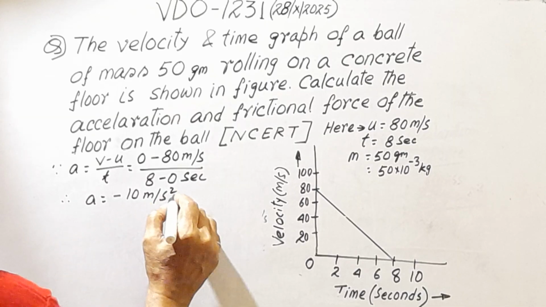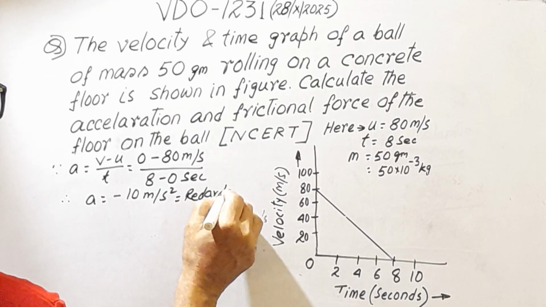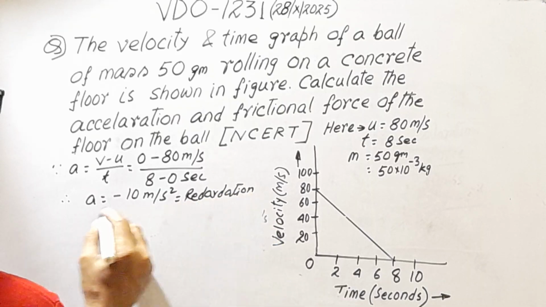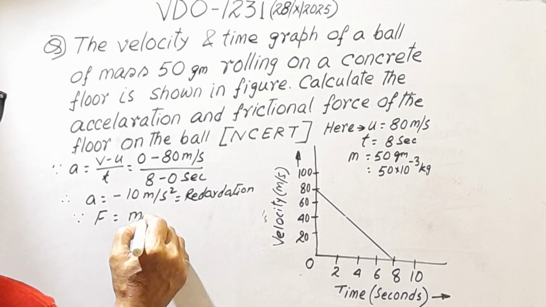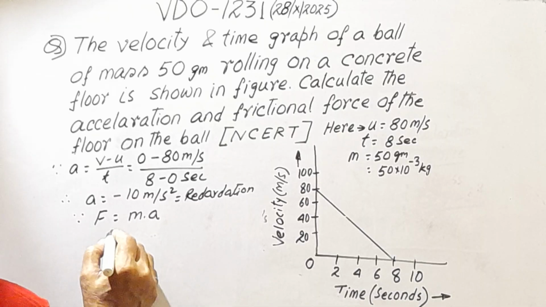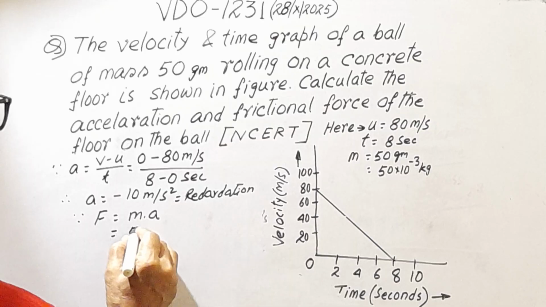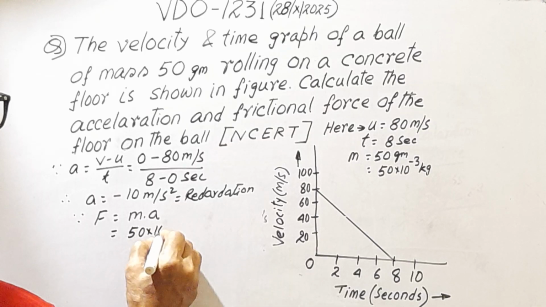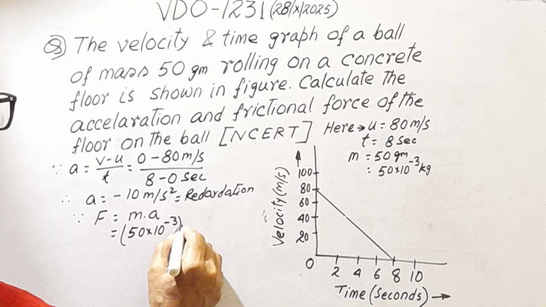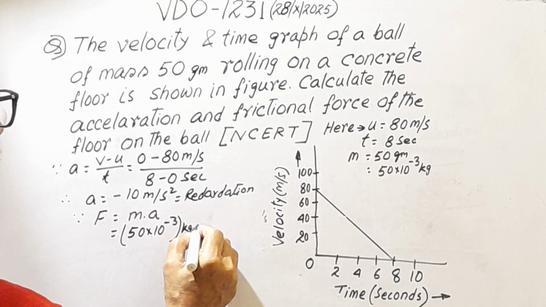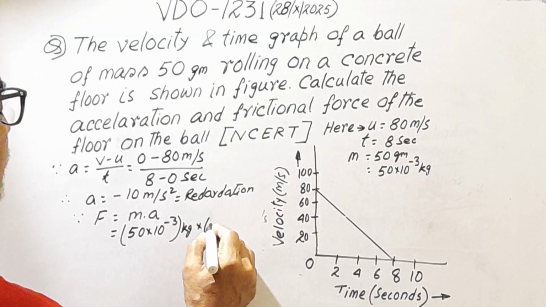And it is retardation. You just write the retardation. Clear? When frictional force F equal to mass into acceleration, therefore I can write this 50 into 10 to the power minus 3 kg into 10 meter per second square.